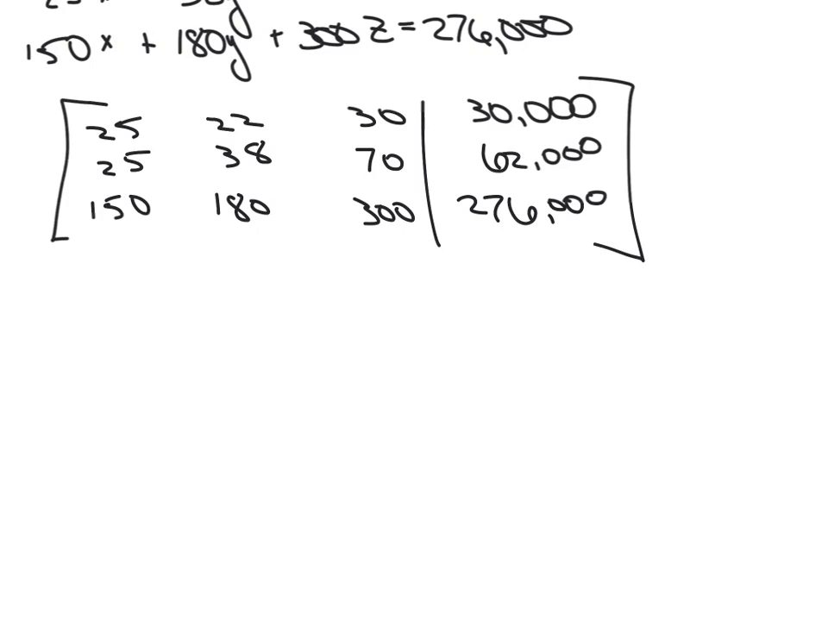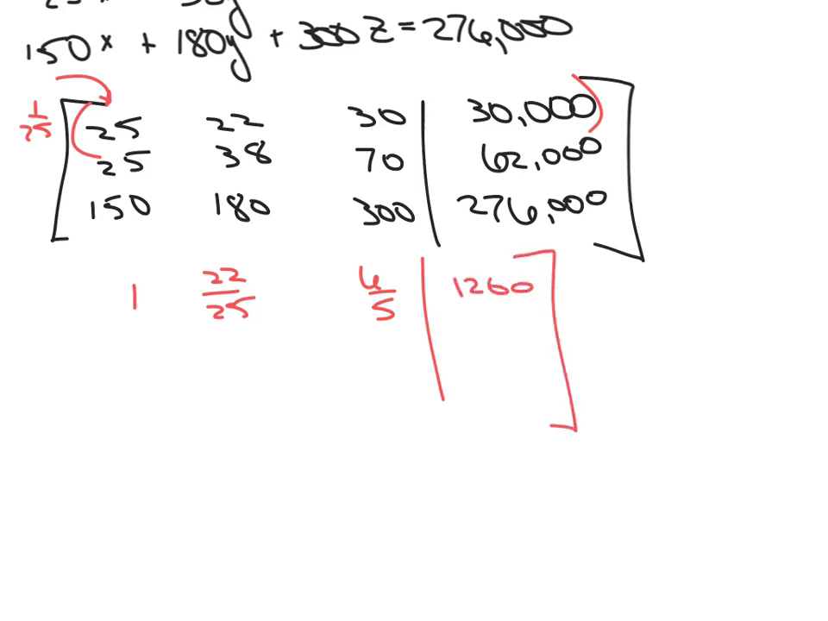Alright, so I'm just going to do a little bit here just to kind of get you moving and to show you what you could run into. So again, the very first thing I'm going to do is make this 25 a 1. So I'm going to multiply everything by 1 over 25. So that gives me 1, 22 over 25, 30 over 25, or let's just reduce it to 6/5. And then we've got 1200 here.